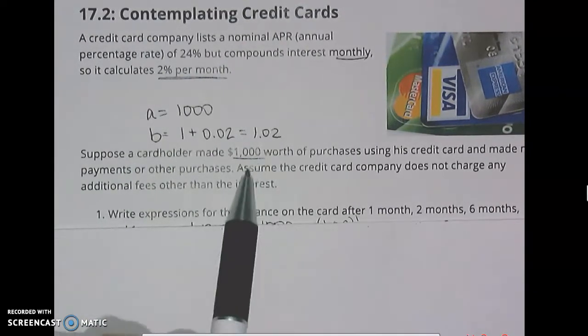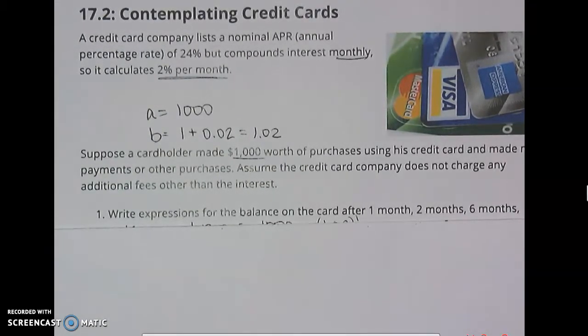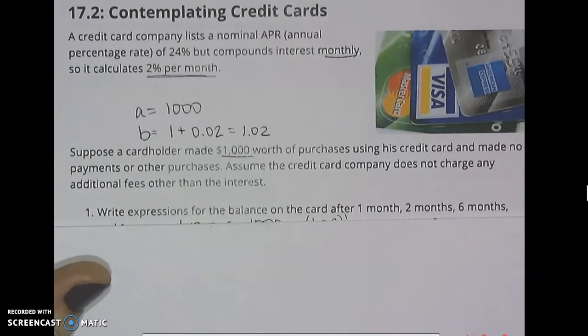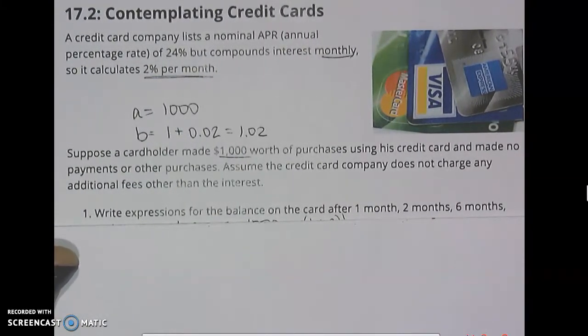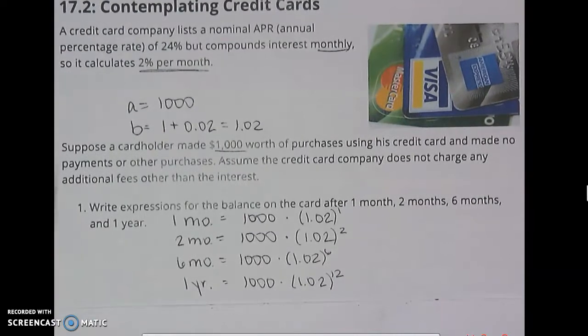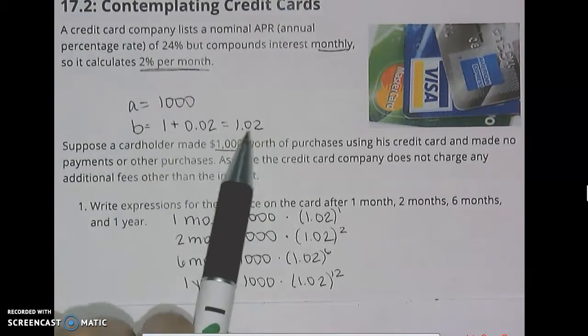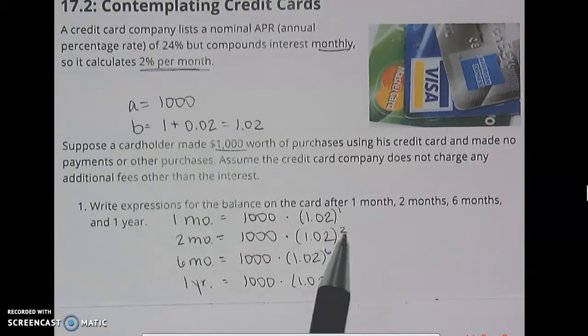So we have a cardholder who made $1,000 worth of purchases using his credit card and made no payments or other purchases right now. And we're going to assume that the credit card company does not charge any additional fees other than the interest. So if you have a late payment, they're not charging you extra. So we want to write expressions for the balance of the card after 1, 2, 6 months, and a year. So those would look like this because, again, we have our starting balance, our 2% per month. We're going to move that over twice and get 1.02 after 1 month, 2 months, 6 months. And since we're calculating it monthly, we do need to have this in months, so 12 months.